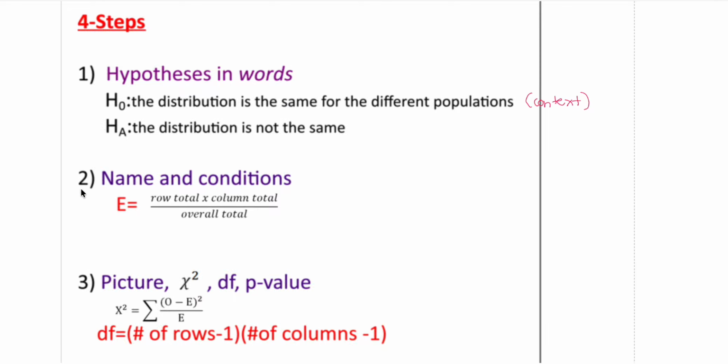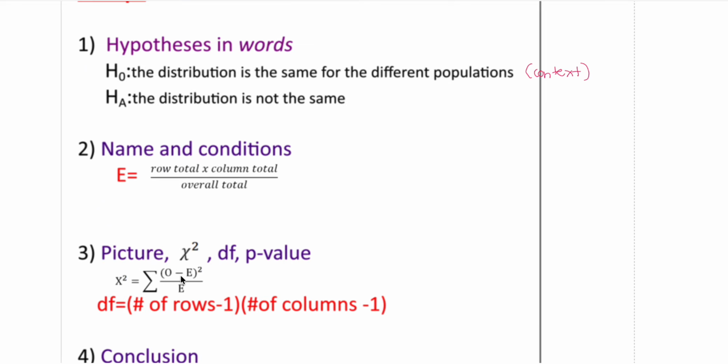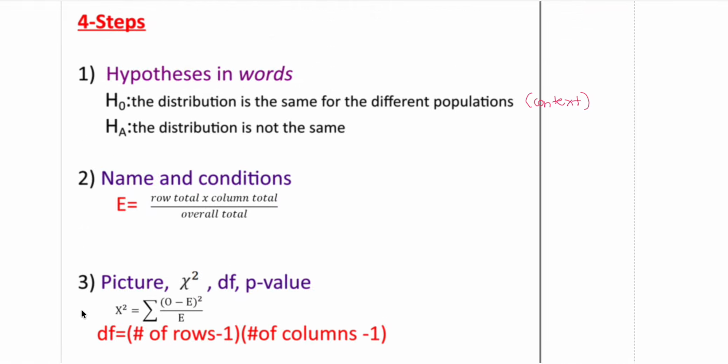Second step is name and conditions. The expected value will be the row total times column total over overall total. Third step is picture, chi-square, degrees of freedom, and p-value. So you can see a lot of information is grouped together in step 3. So make sure you show every step clearly. To get chi-square, you're going to use the formula, which is here. And to get degrees of freedom, this is what we've been using. And fourth step is draw the conclusion.